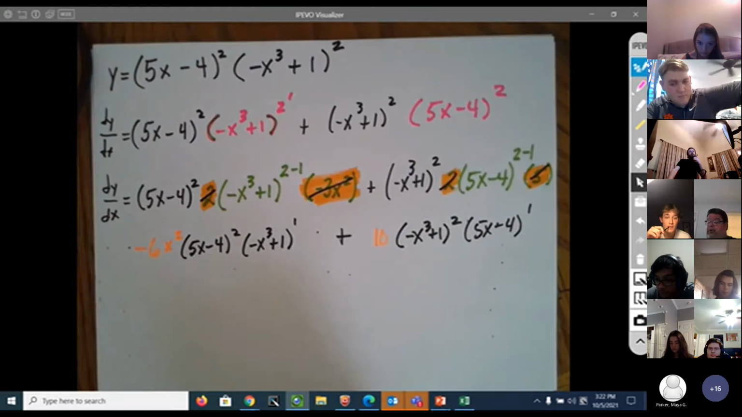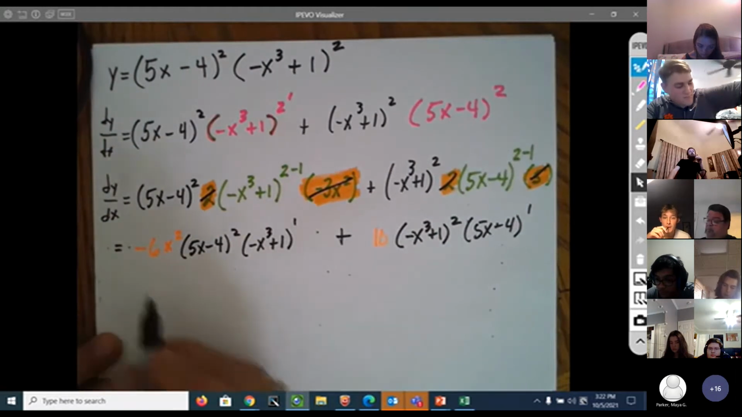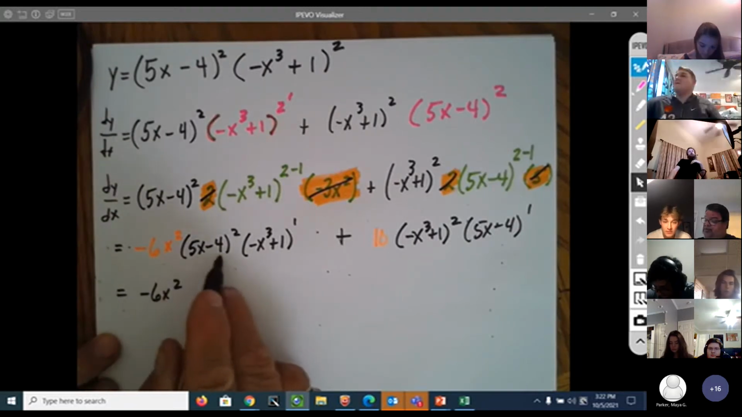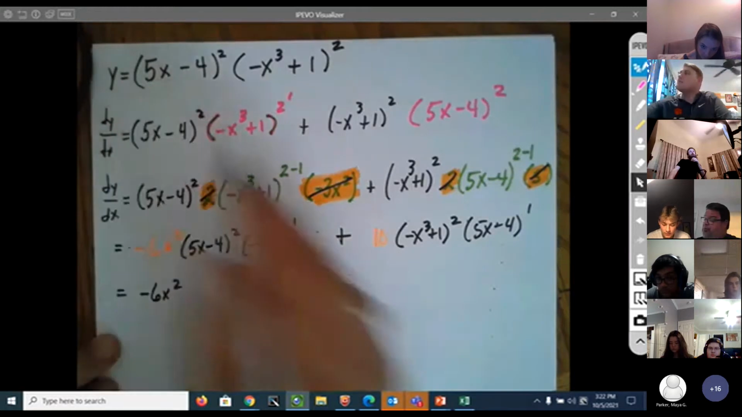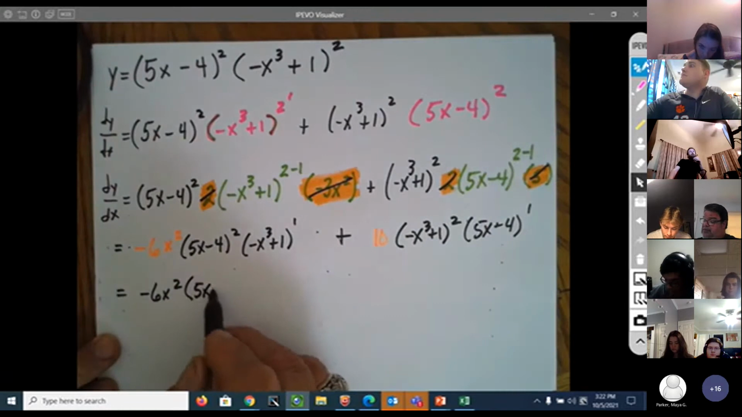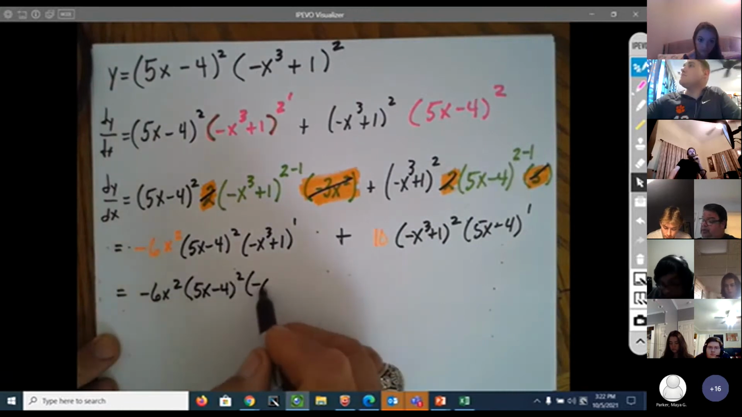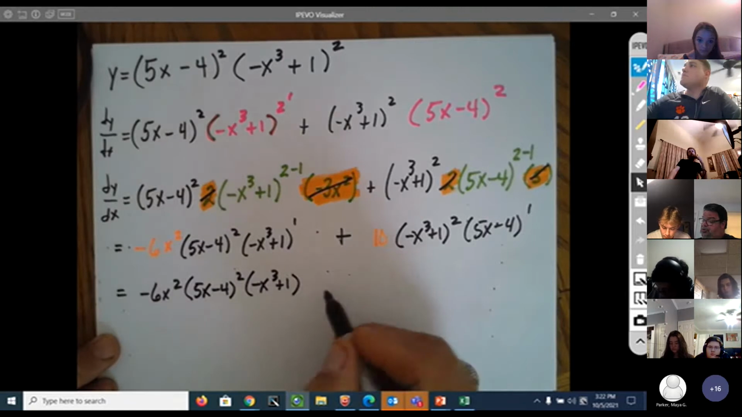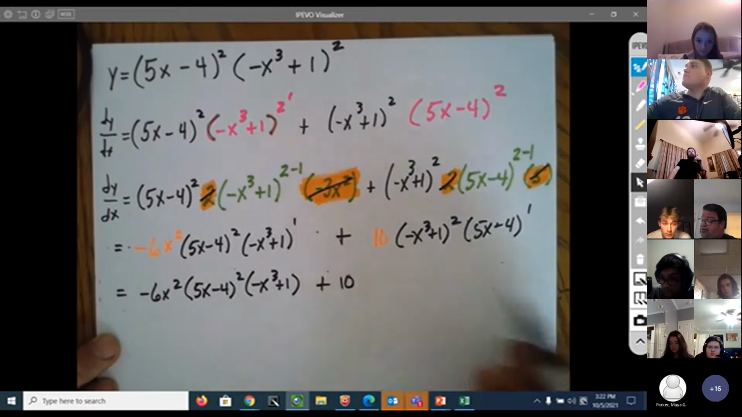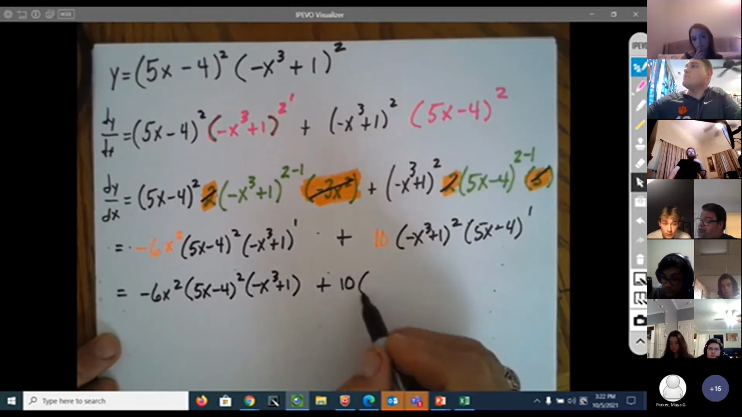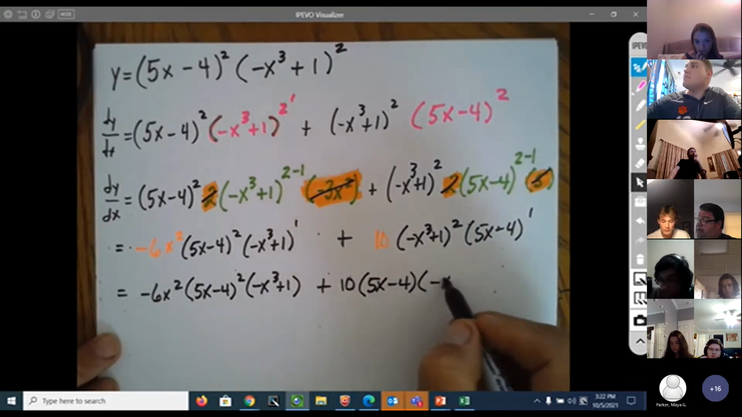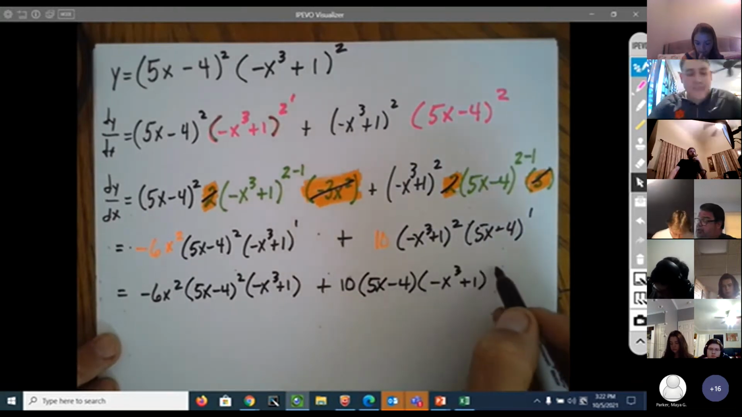Now again, you might want to rewrite it. And that's going to be negative 6x squared. And since this is 5x minus 4, that's kind of the first one, we're going to bring this 5x over here. We're going to make it match: (5x - 4)^2 (-x^3 + 1) plus 10. And we're going to put 5x because 2 times 3 is the same as 3 times 2. Doesn't matter where you put them. So (5x - 4) and then (-x^3 + 1)^2.